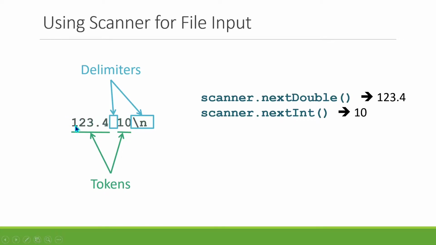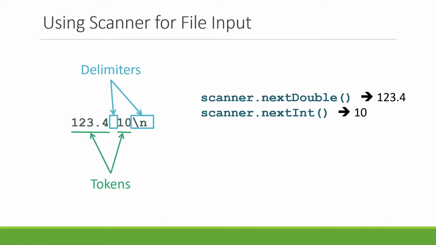Now what's interesting is if I did next int first, that would throw an input mismatch exception because it'll read the 1, the 2, the 3, and the point, and then the 4. And when it tries to parse that into an int, it says, oh, I can't do that because there's a decimal point in there. So it'll throw an input mismatch exception.